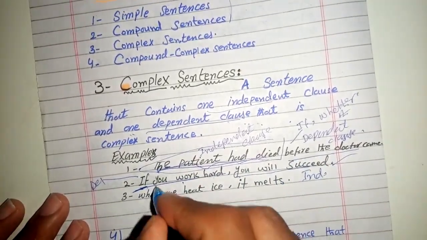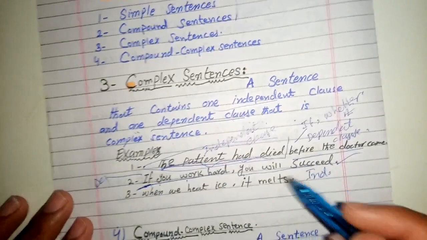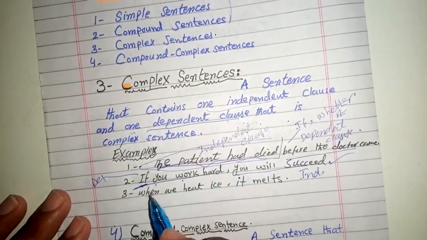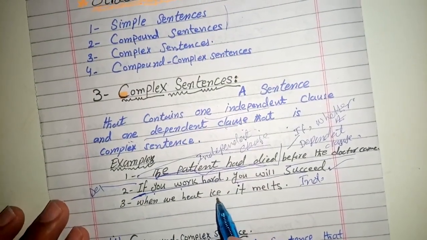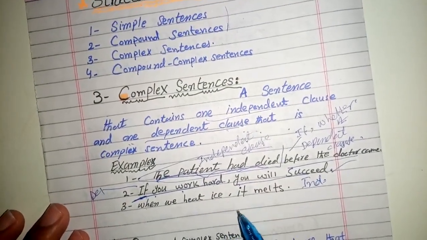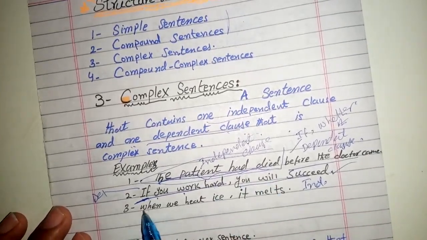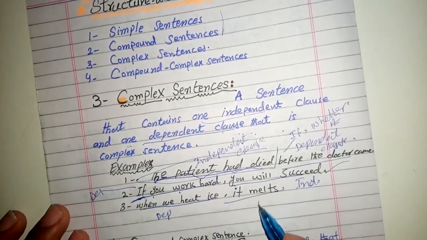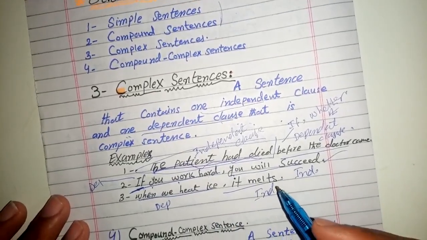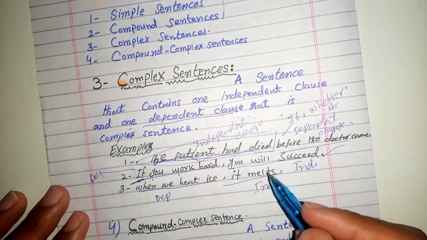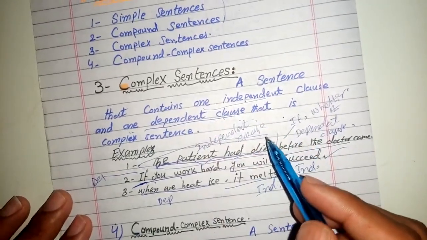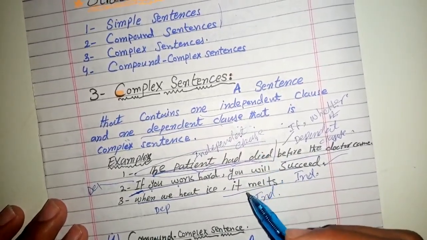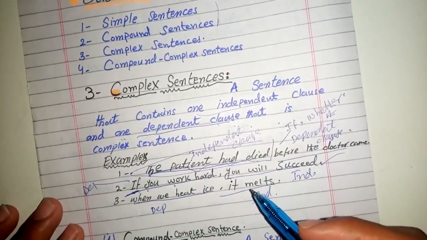So in this sentence, this is a dependent clause and this is an independent clause. In the next sentence, we are going to give another example of a complex sentence. When we heat ice, it melts. It's a dependent and it's an independent. Okay, there are so many examples of complex sentences. As we can say, if we mix red and purple, we get blue, as I think.